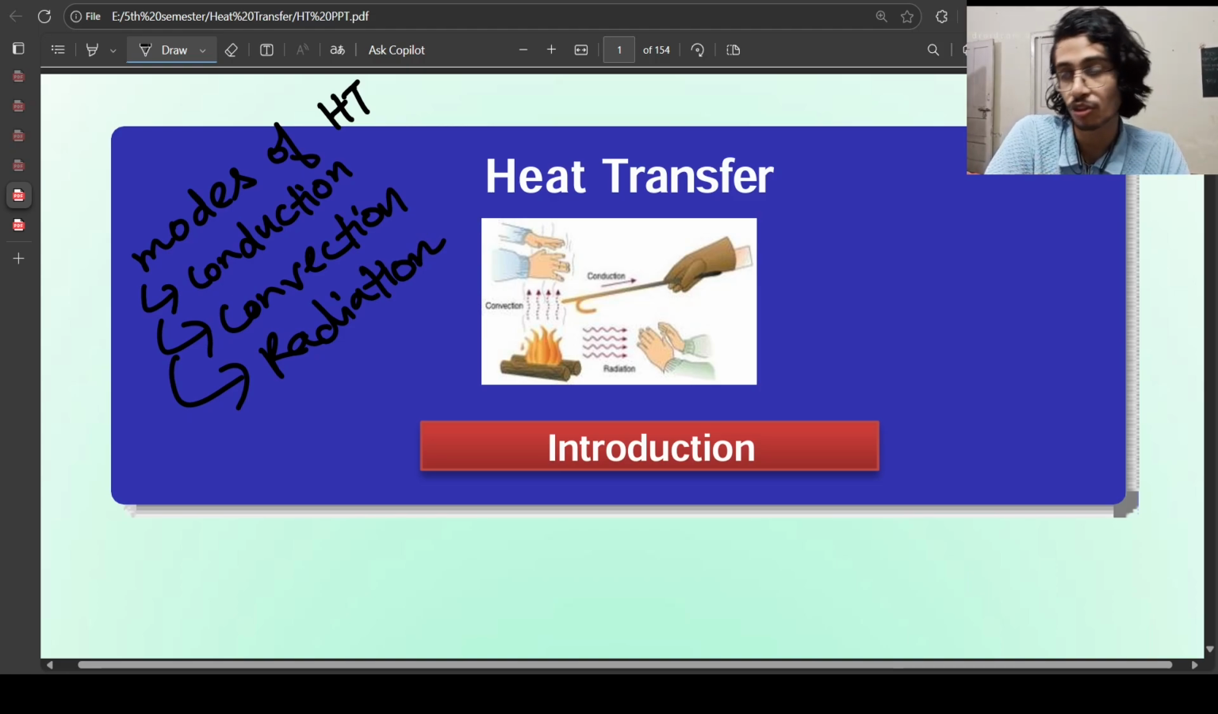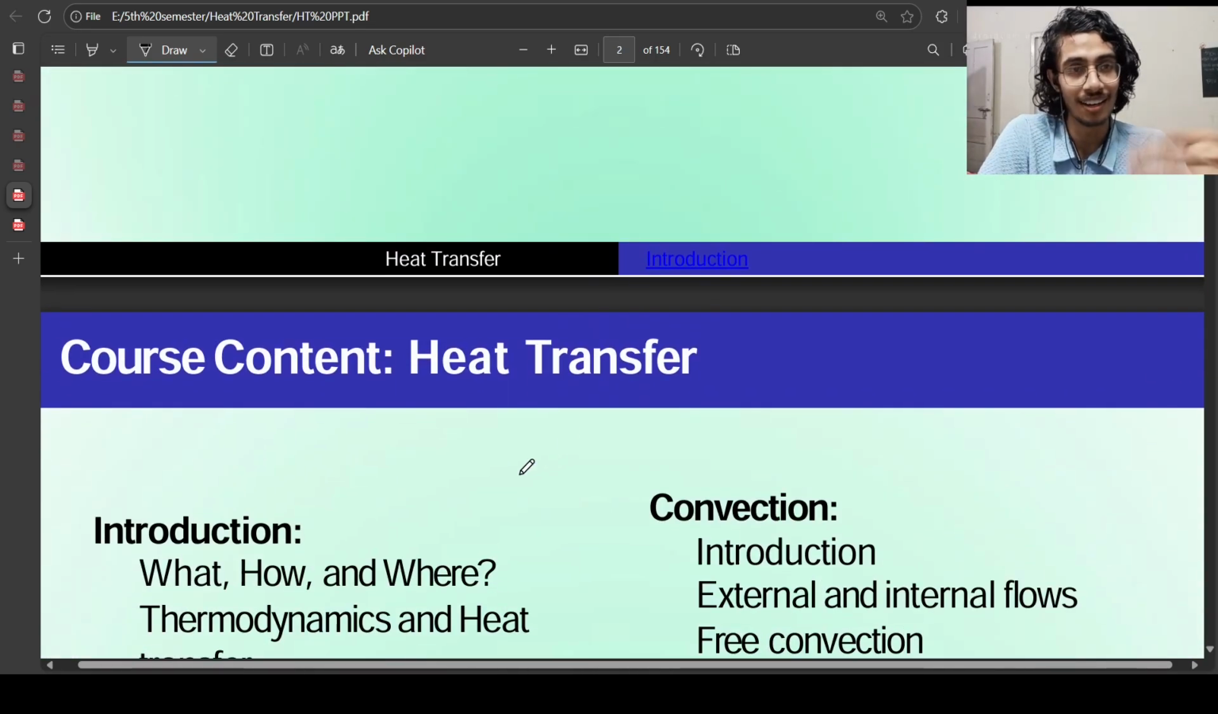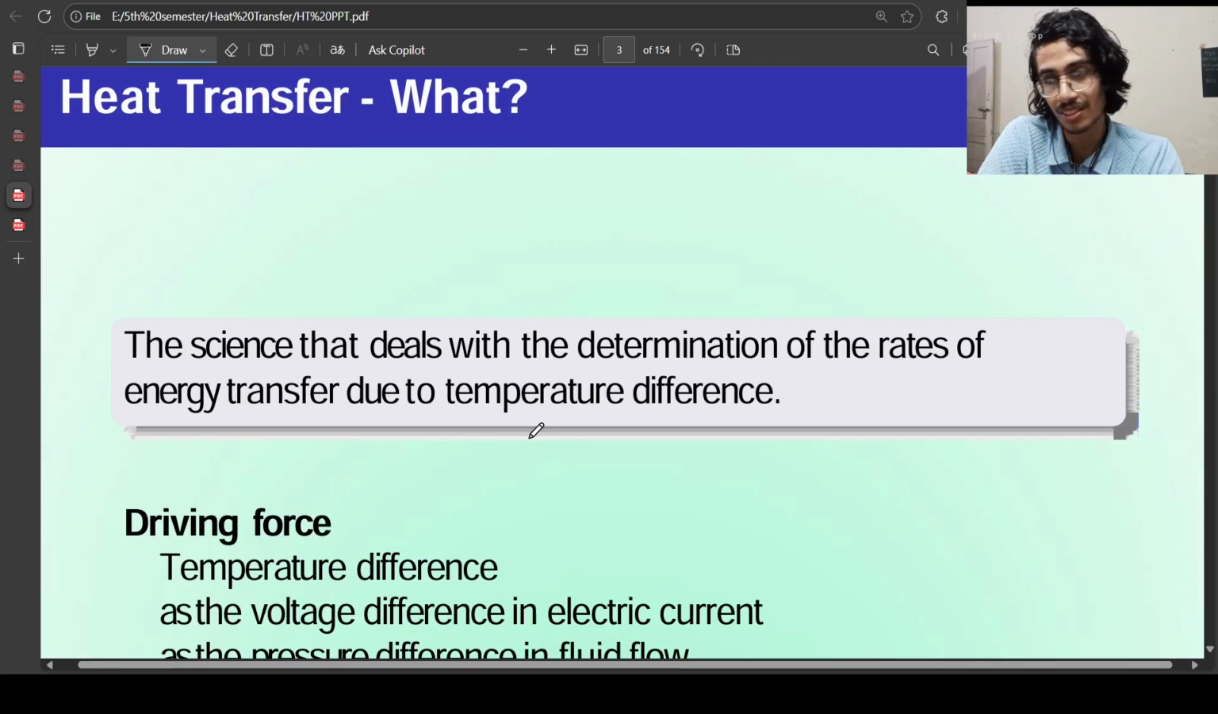These are the three modes of heat transfer, and we will discuss all of the modes in very much detail, and we'll also solve the numericals that can be asked in your BTech courses or even your MTech or higher engineering courses. Okay, so this slide describes the definition of heat transfer.